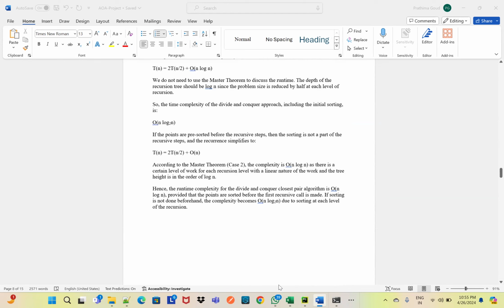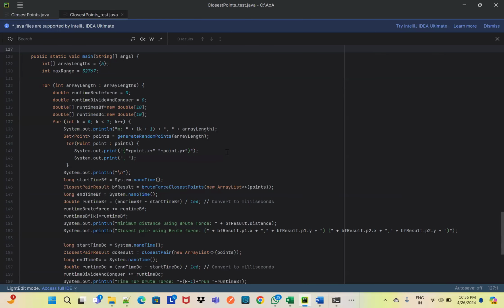Now let's see the code. This is the code. This code is implemented to solve the closest pair problem, which involves finding the pair of points with the smallest distance.